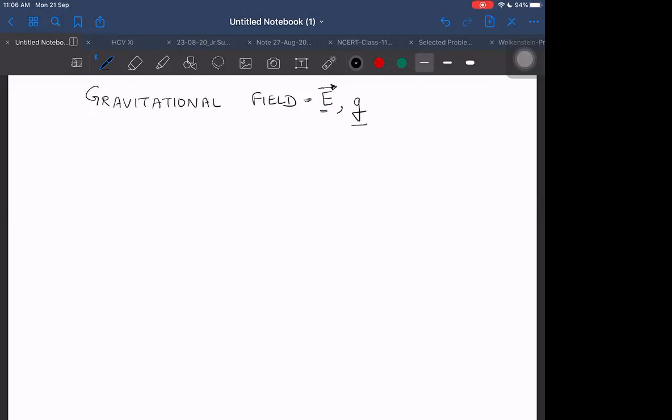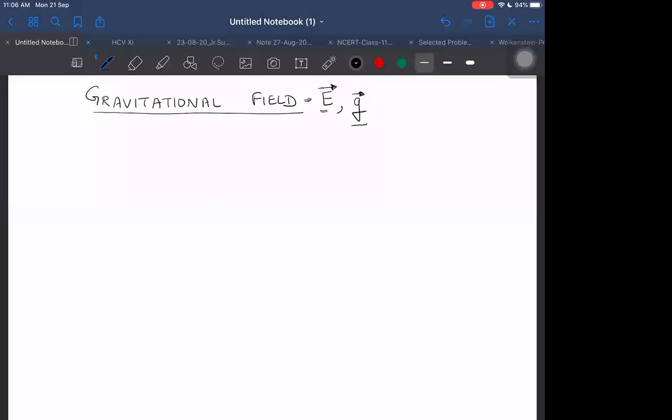We represent it by g vector, small g vector, because its value comes out to be equal to acceleration due to gravity. g represents acceleration. For example, m into g, we already use small g. Because this value comes out equal to that, we sometimes represent it by small g also. So this is the main topic which we are going to discuss.